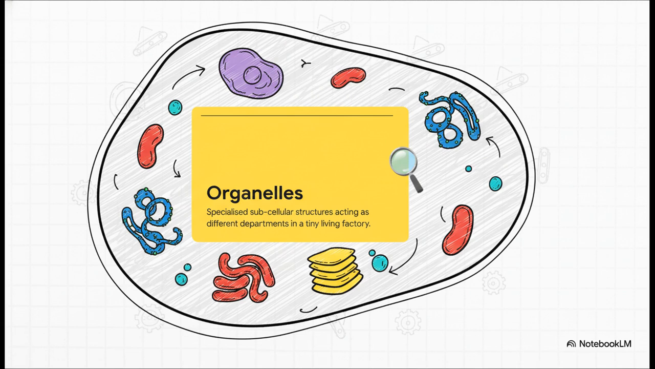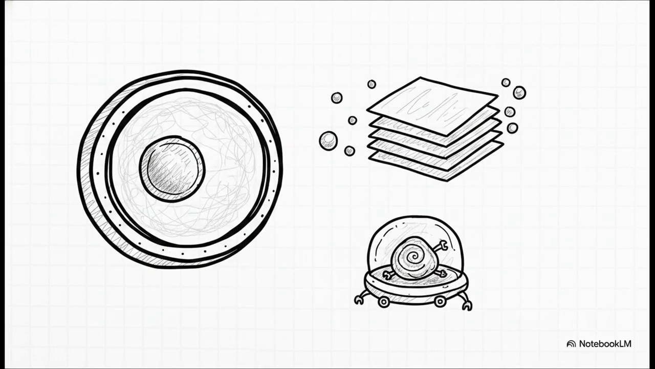To understand how this tiny factory operates, we've got to define a crucial term, organelles. Organelles are specialized subcellular structures. Basically, think of them as the different departments in a tiny living factory, with each one doing a very specific, absolutely essential job to keep the whole operation running smoothly. They just float around in a semi-fluid jelly called cytoplasm, working together to build materials, clear out waste, and keep you alive. So let's take a quick rapid-fire tour of the factory floor.